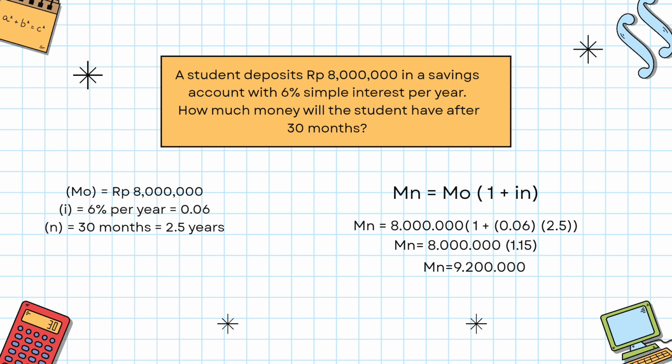So Mn equals 8 million times (1 plus 0.06 times 2.5), and we get that 1 plus 0.06 times 2.5 is 1.15, and 1.15 we multiply by 8 million, and we get that the money after 30 months is 9,200,000.